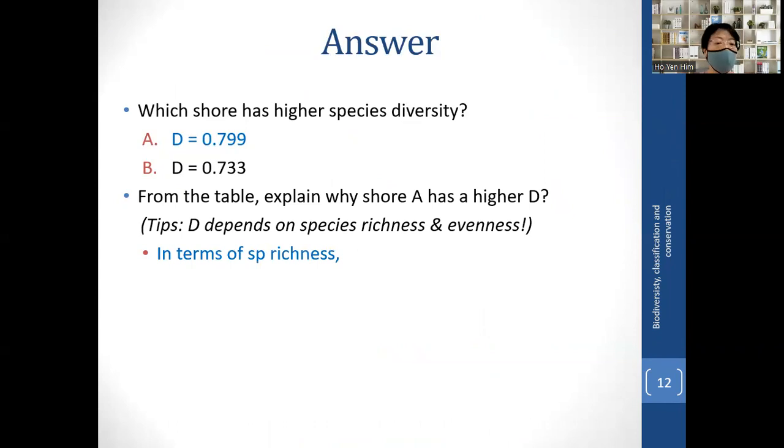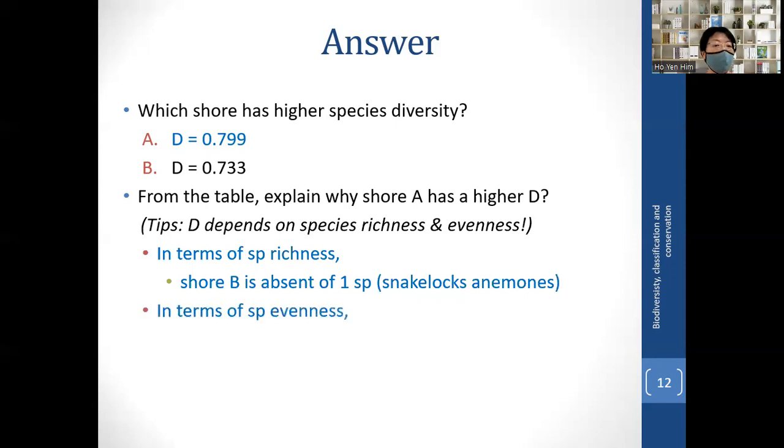In terms of species richness, shore B is absent of 1 species. Snake locks anemone is absent from shore B. You look at the table just now. So there is 1 species less than shore A. So shore A has higher species diversity in terms of species richness.